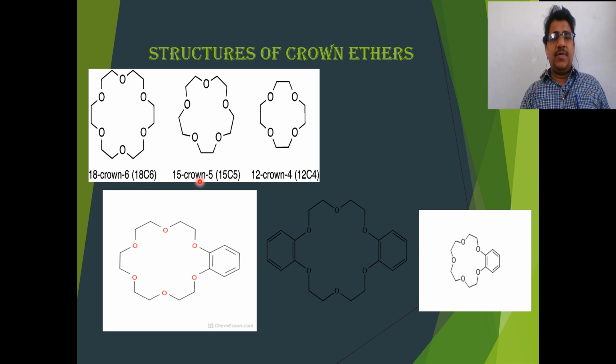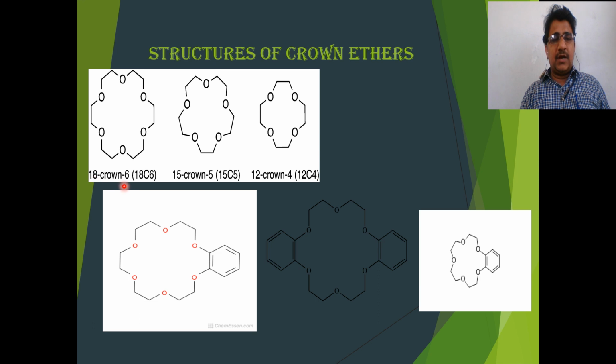Now in 15 crown 5 there are 1, 2, 3, 4 and 5 oxygen atoms, and the total number of atoms in this crown ether is 15. Now 12 crown 4: in this 12 crown 4 there are 12 total atoms, carbon and oxygen, and 4 oxygen atoms.